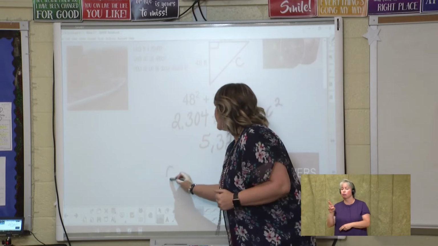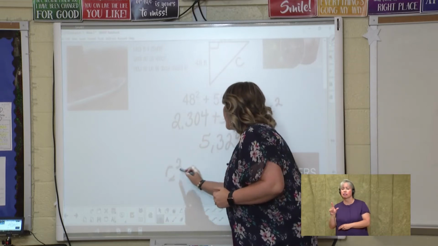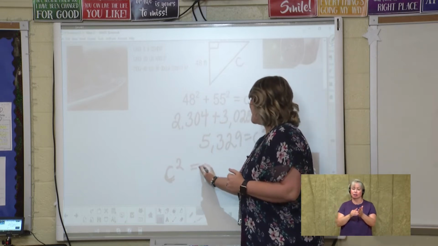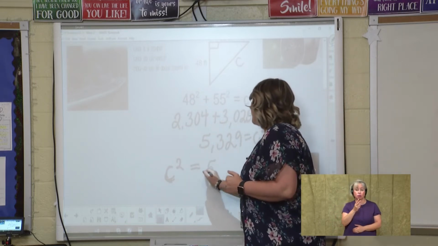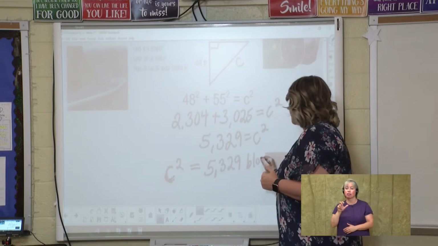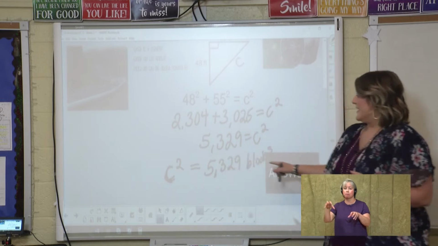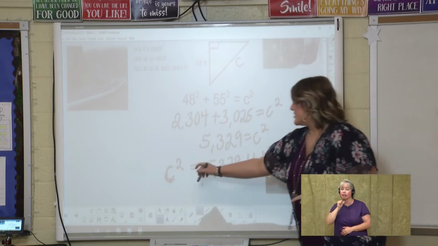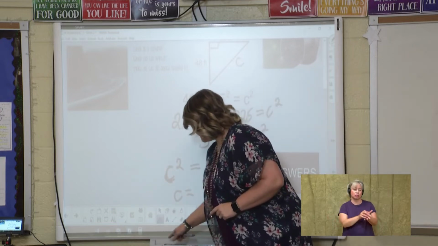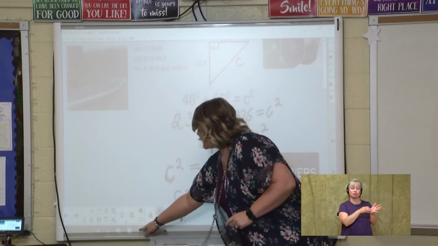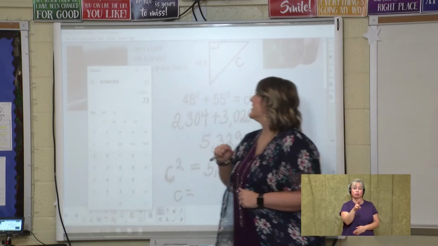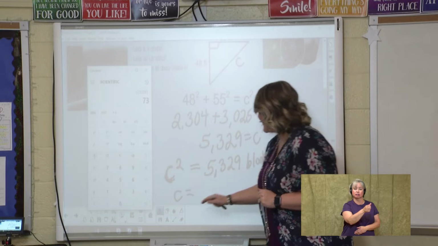So I'm going to rewrite this as c squared equals 5,329 blocks. I'm not finished because I need to get the square root of that. Not c squared, but c. So we're going to go back over to our calculator, and we're going to find the square root of this number. So I'm going to hit the square root button, and it happens to be 73.